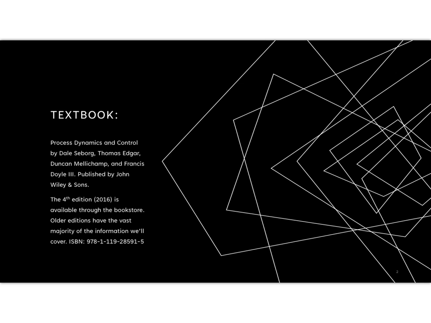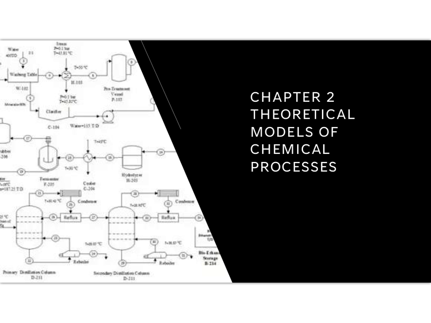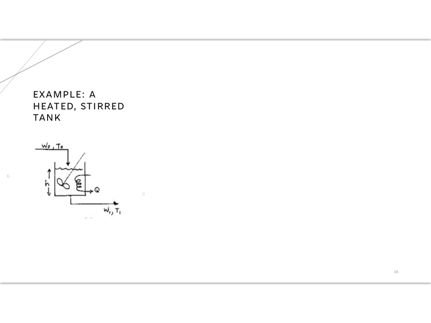In particular, for this material, I'm going to go through a few examples of dynamic modeling, but really read the textbook. It's got great examples. You definitely want to look at those. We are looking at chapter 2, which is theoretical models of chemical processes. And in the last video, we went through the methodical process for creating such a model. In this lesson, we're going to be looking at a heated stirred tank.